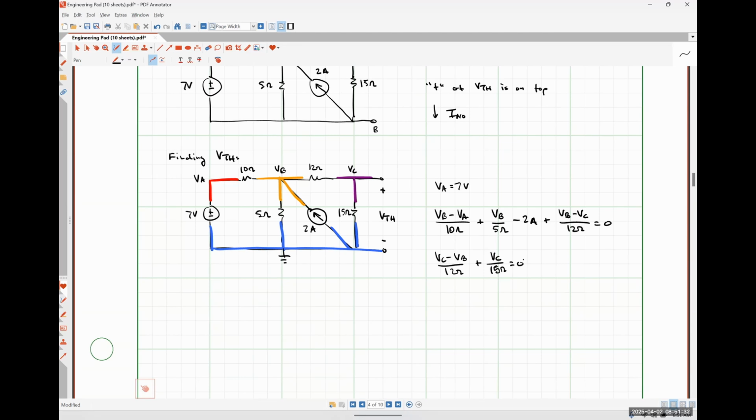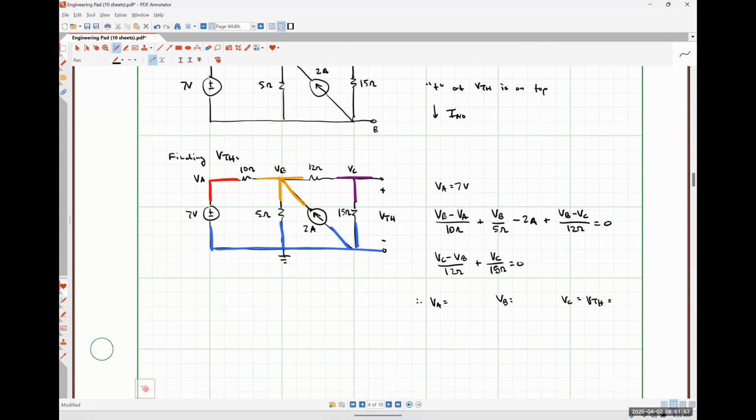And now I'm just going to solve this system for VA, VB, and VC, and hopefully we can all see very easily that VC and VTH are going to be the same thing. So I'm literally just going to go ahead and write that in there. So throwing this into my system solver.